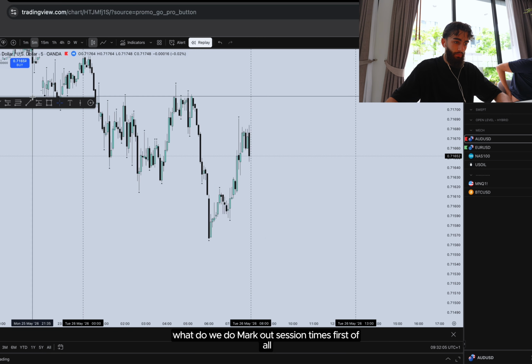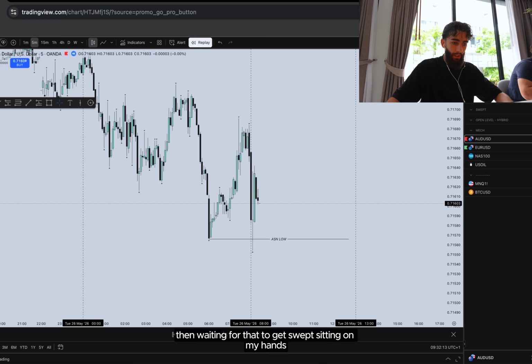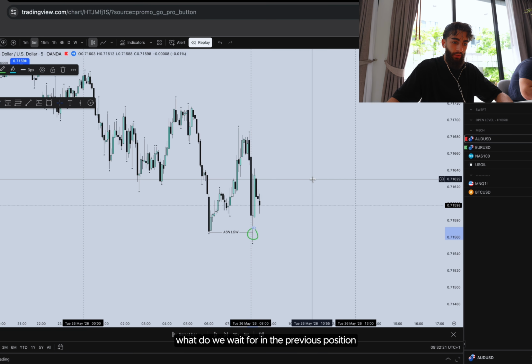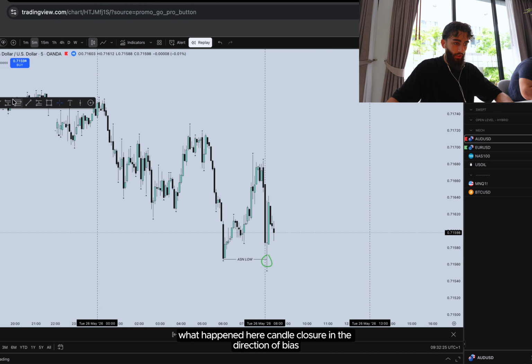Mark out session times first of all. Then I'm in London session, so I'm marking out Asian low. Then waiting for that to get swept, sitting on my hands unless it doesn't. Boom. What did we wait for in the previous position? A candle to close in the direction of bias. What happened here? Candle closure in the direction of bias.